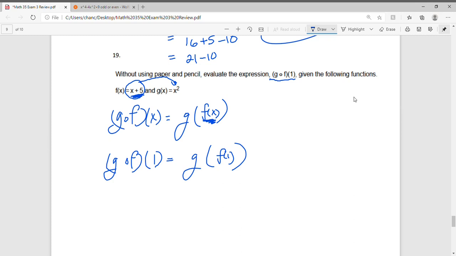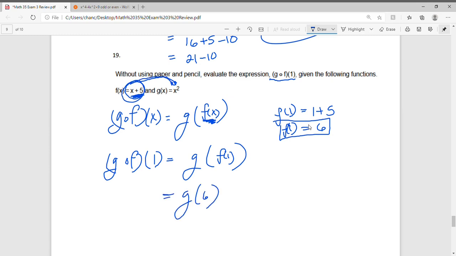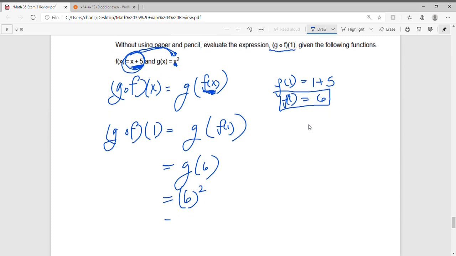Let's find f of 1 first. F of 1 equals 1 plus 5. Here I'm just plugging in a 1 into the f of x function. 1 plus 5, that's equal to 6. We know f of 1 is equal to 6. And we're going to plug that 6 now into g of x. So we have g of 6. We'll plug in a 6 into g of x, and that's going to be 6 squared. 6 squared here gives us 36. So g of f of 1 is equivalent to 36.